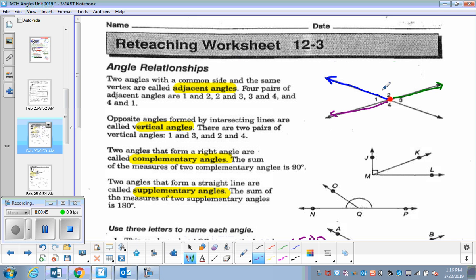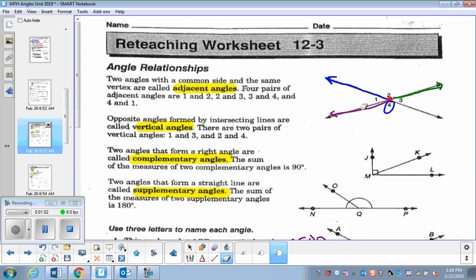Now angles 2 and 3 are also right next to each other, and so they'd be adjacent. Now if I ask you which angles are adjacent to angle 4, you'd tell me angle 3 or over here angle 1. All right? Now angles 2 and 4 are vertical.